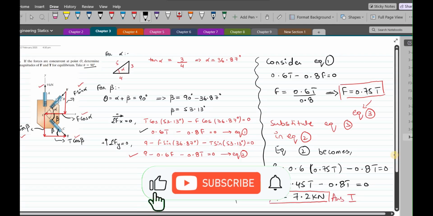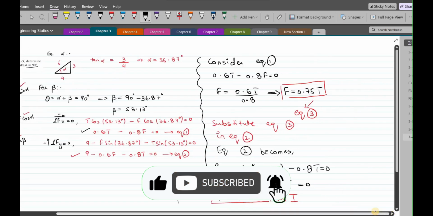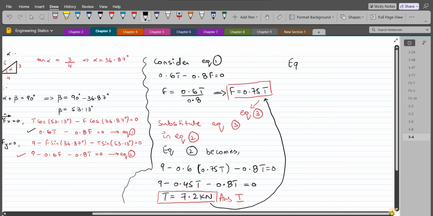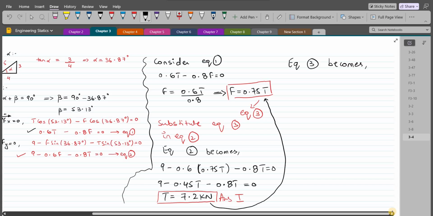Now to find the value of F, we can substitute the value of T into equation 3. Equation 3 becomes F is equal to 0.75 T, and T is 7.2 kilonewtons. So F comes out to be 5.4 kilonewtons. So this is our second answer. So this is it for this problem.